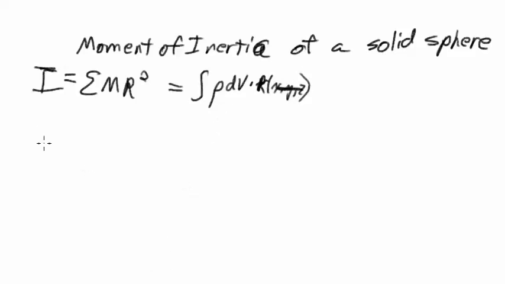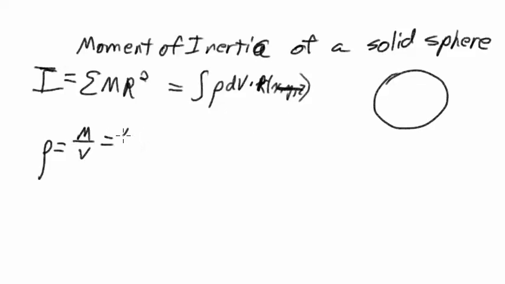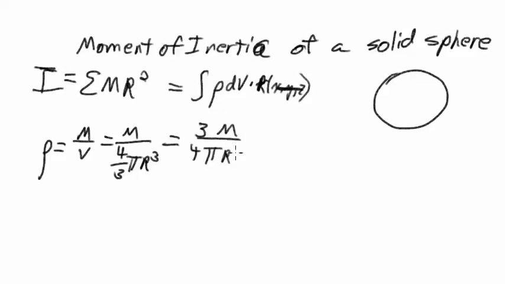Anyway, the density of a sphere is the mass divided by its volume, which is mass over 4/3 pi r cubed, or 3m over 4 pi r cubed.